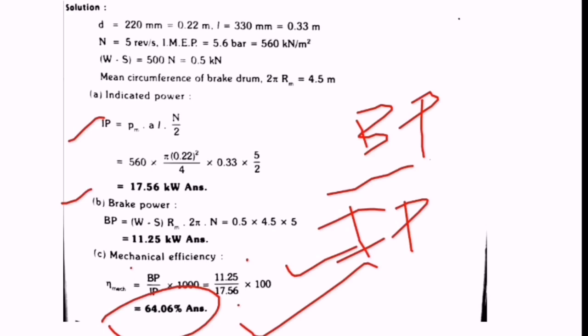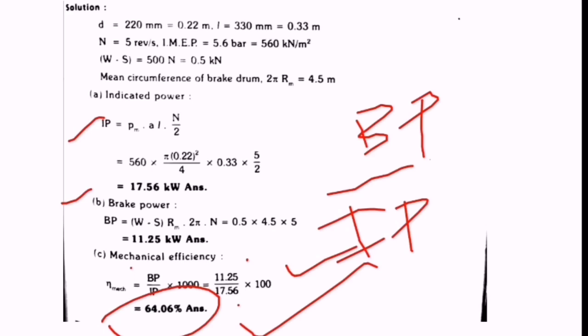So like this we can solve the problems. Whatever the problem given, read the question, understand the question, write down the given data. After writing down the given data, we need to understand what to find out. In this question he asked you to find out the indicated power, brake power and mechanical efficiency. We know mechanical efficiency is nothing but brake power by indicated power.